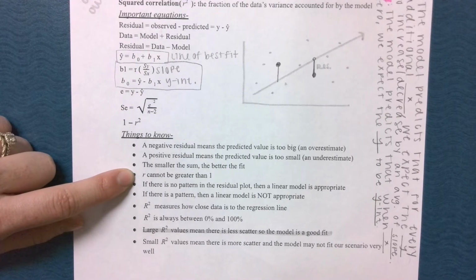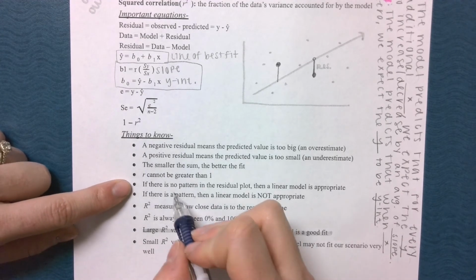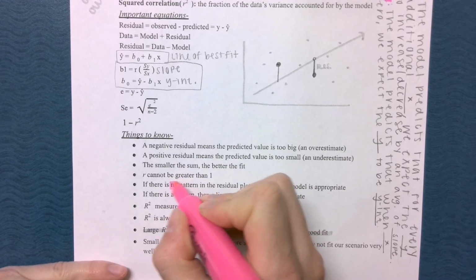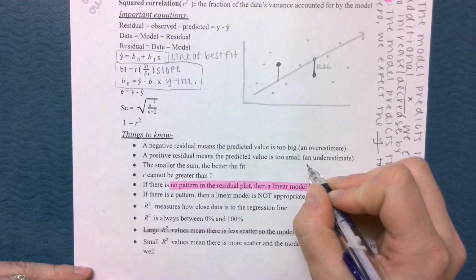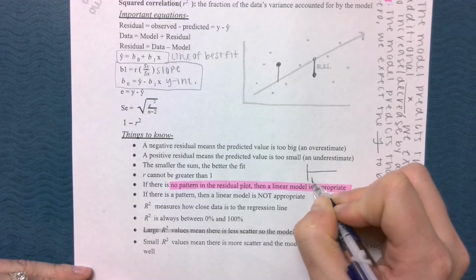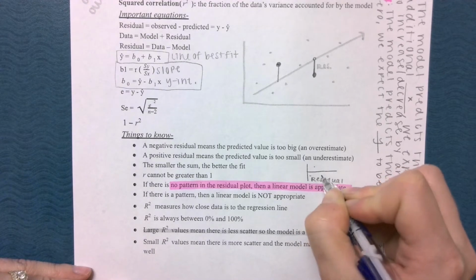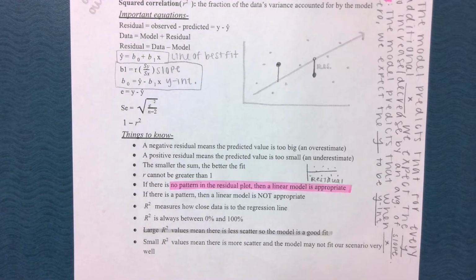Sometimes you'll be asked to look at a residual plot and draw conclusions based on that residual plot. Remember, if there is no pattern in the residual plot, then a linear model is appropriate. So when you make a residual plot, we want to see randomness. For example, let's say this is my residual. I want to see just kind of random dots all over, evenly spread, evenly scattered.